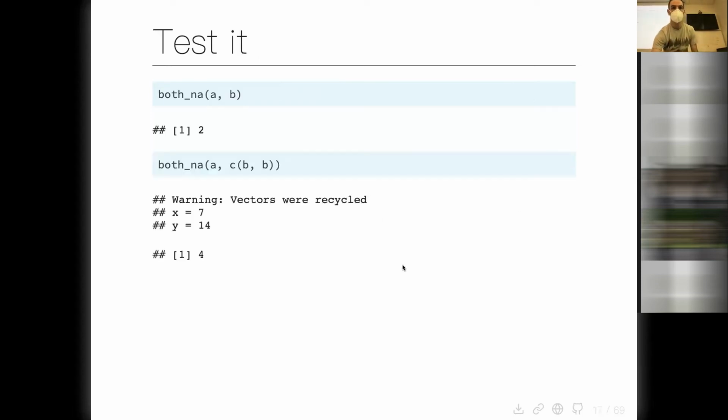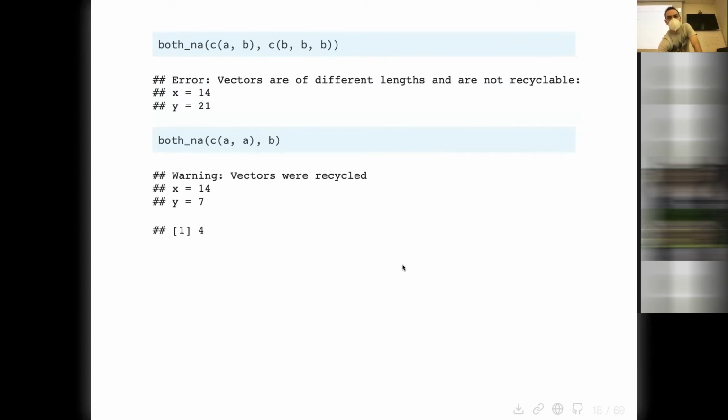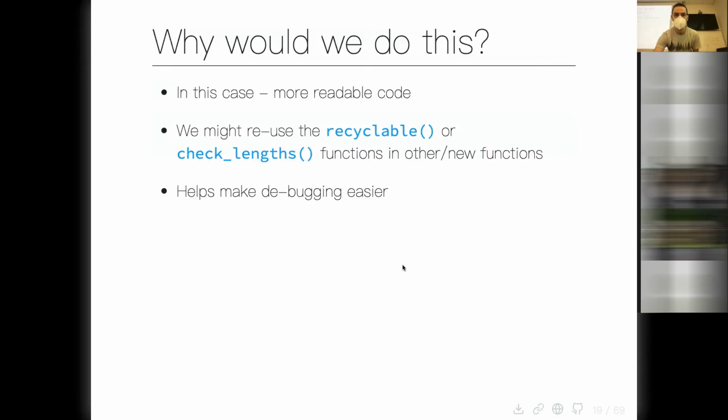Okay? So we can test it both in AB, ABB, we get the warning, and AB, BBB, we get the error. And so all of this looks exactly the same, which again, it's supposed to. That's the idea. So why would we do this? In this case, it results in, I would argue, much more readable code. The final function that we ended up with is much more readable, and we still have all of the same behavior with the warnings and the errors.